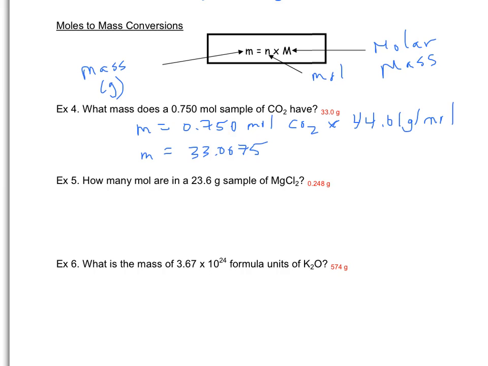Now, I need to round my final answer using sig digs. I have 3 sig digs in 0.750. That means I can only report 3 sig digs in my answer. I'm going to round this to 33.0 grams.